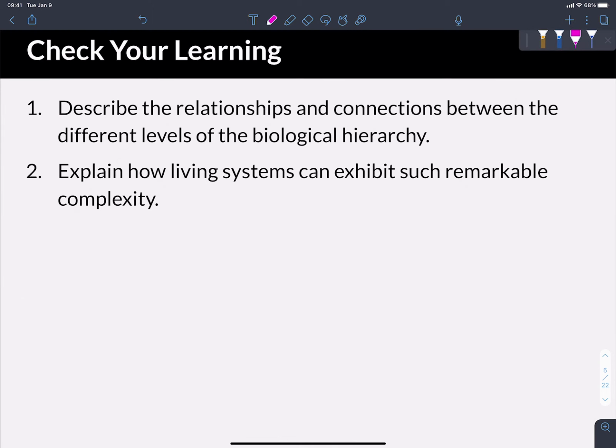As we wrap up this video, we just want to make sure that we have a handle on the following things. You want to make sure that you can describe the relationship and the connection between different levels of the biological hierarchy. How is it that cells come about as a result of the interactions from molecules? How is it that you get an organism as a result of the interactions among organ systems? We're going to talk a lot more about these things over our year together, but it's definitely the kind of thing that you need to be thinking about with this video. You also want to make sure that you can explain how living systems exhibit such remarkable complexity. If you have any questions about that, go back and look at our discussion of the previous slide and see if you can get a handle on it.